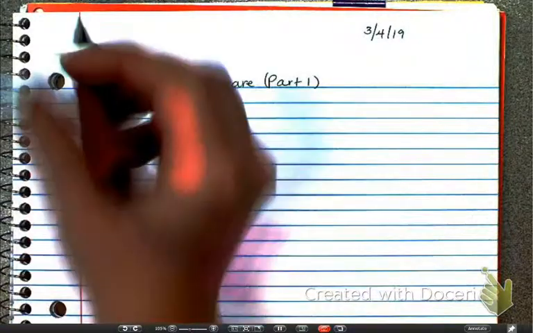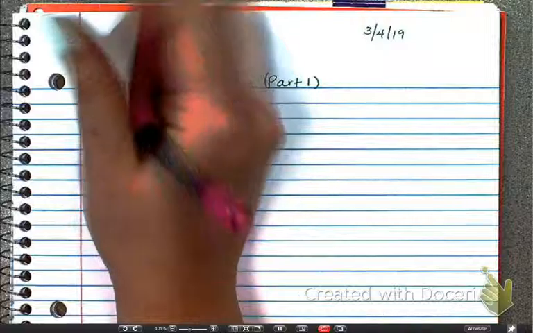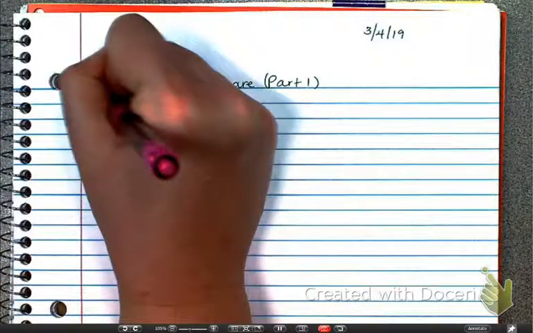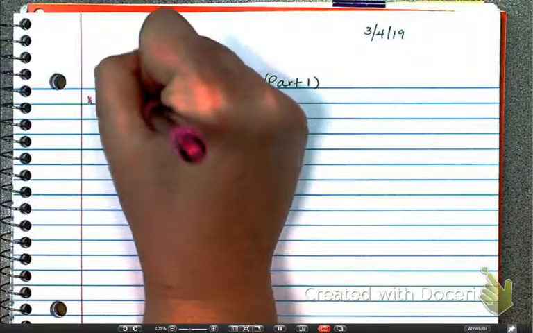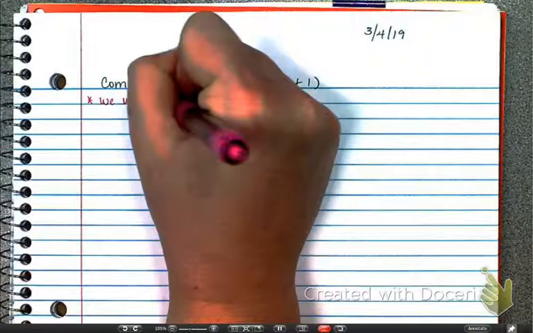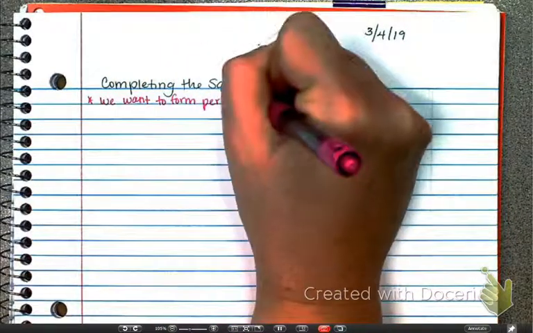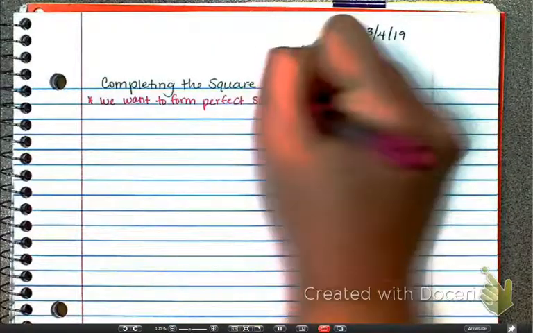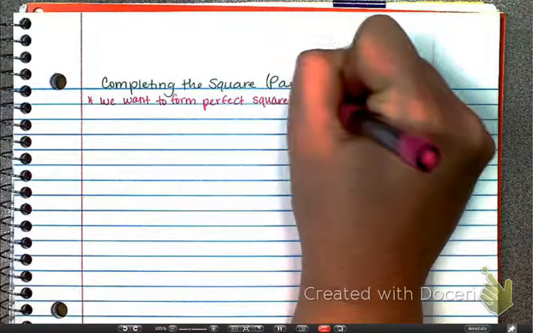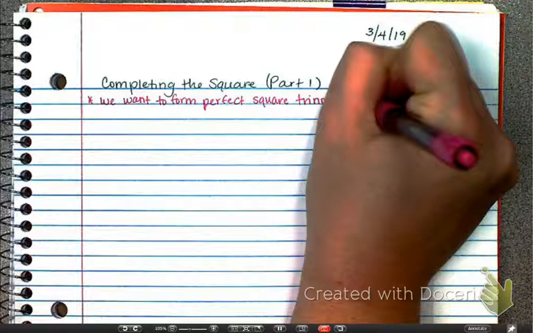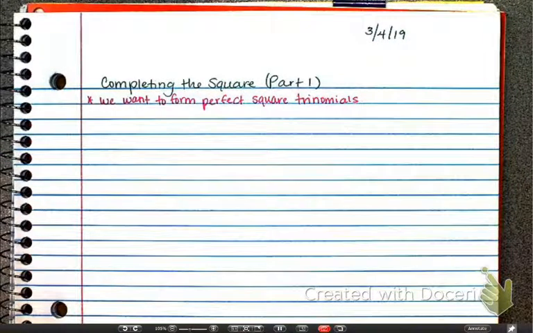So, in order to complete the square, we want to form perfect square trinomials. Now, we didn't specifically talk about these when we were factoring, but we did factor them. So we want to form perfect square trinomials.